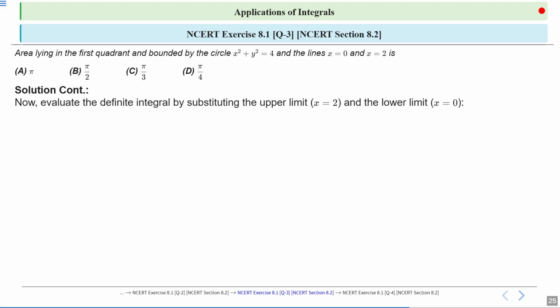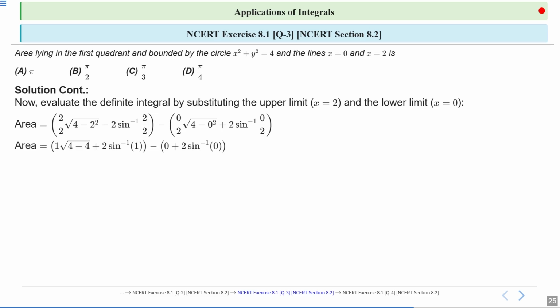So substituting the upper limit x equal to 2 and lower limit x equal to 0 in the antiderivative, we get 2 by 2 root under 4 minus 2 square plus 2 sin inverse 2 by 2, minus 0 by 2 root under 4 minus 0 square plus 2 sin inverse 0 by 2. And that is 1 root under 4 minus 4 plus 2 sin inverse 1, minus 0 plus 2 sin inverse 0.